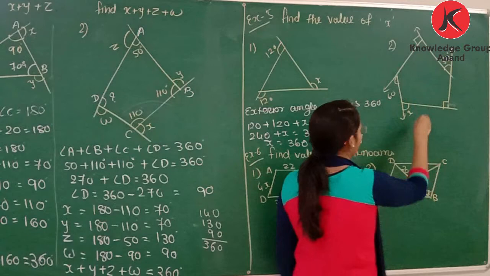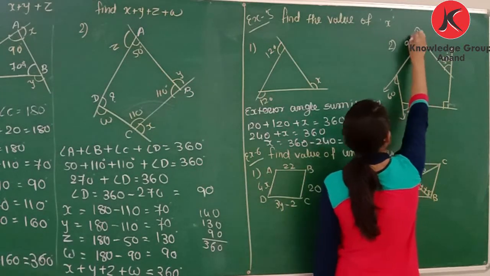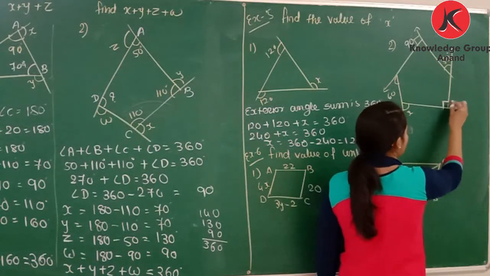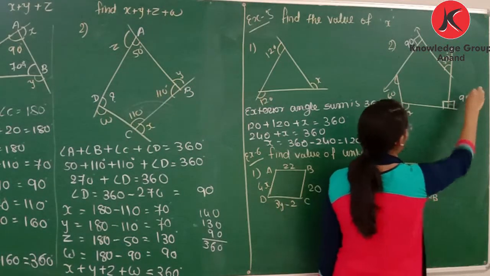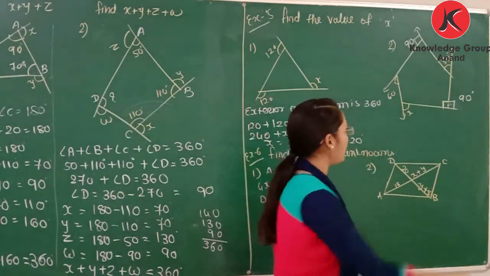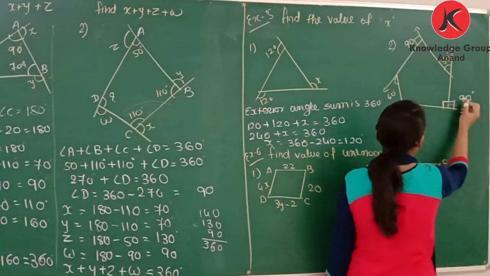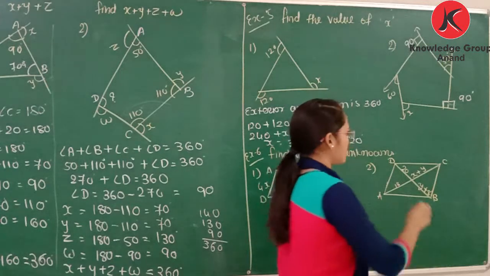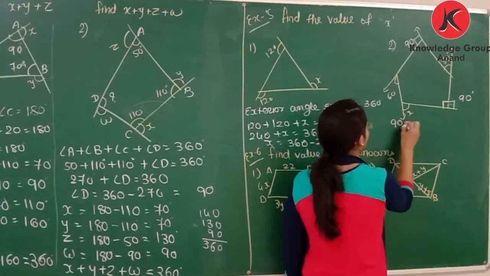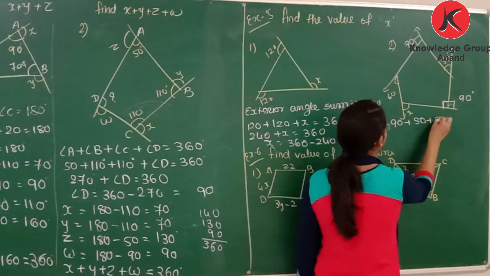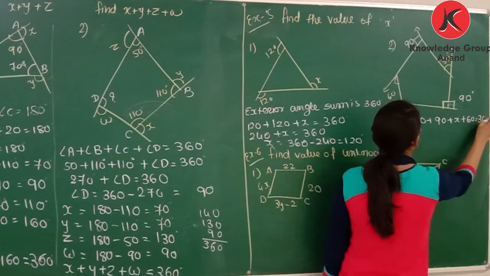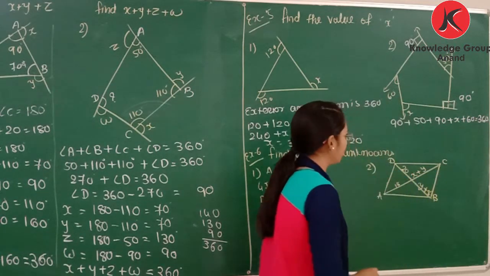Same for this. This angle is 90 degree because the symbol of 90 degree is given. Here interior angle is 90 degree, which means exterior angle is also 90 degree. Now we can write 90 plus 50 plus 90 plus X plus 60 is equal to 360. So add the numbers.